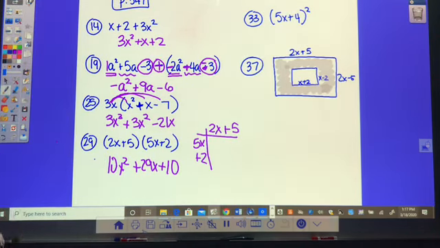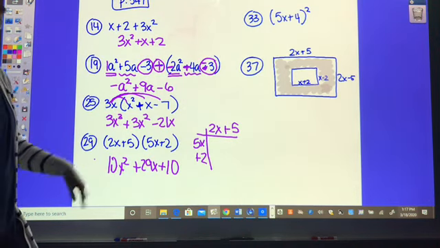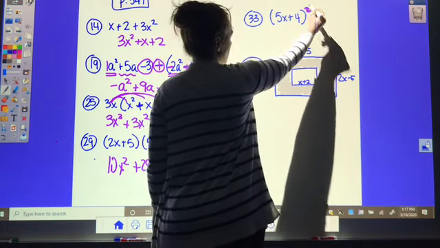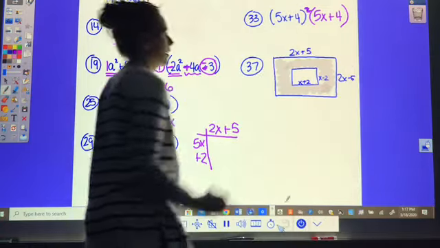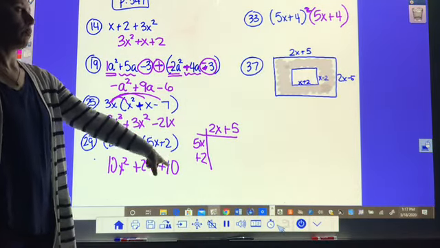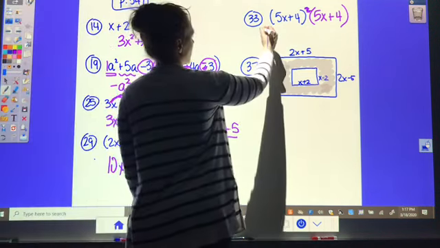All right, 33, I hope you remember, you do not just take 5x and square it and 4 and square it. It means 5x plus 4 times 5x plus 4. So I'm just going to get rid of that 2, and I'm going to just write 5x plus 4 like this. And then again, you can make the chart method, or you can do the FOIL method. Do whatever method you want, push pause, and then check your answer, please.